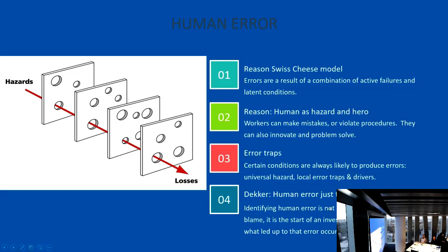Identifying where errors have occurred is not the end of the investigation, it's the start. So we're not in the blame game. We are essentially looking to see what led up to that error occurring and how can we prevent that error from occurring in the future.